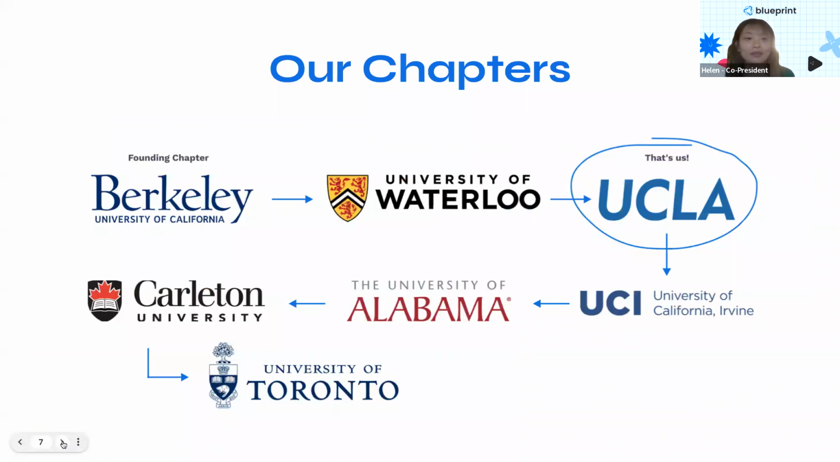So here's a little bit about our history. We are the third chapter of Blueprint. Our org was founded at UC Berkeley, followed by the University of Waterloo in Ontario, and then us in 2019. Obviously, we are the best chapter because after us, there were even more. We've grown dramatically in size, as you can see from the several chapters after us, and we've definitely increased our impact and intercooperation as an organization.